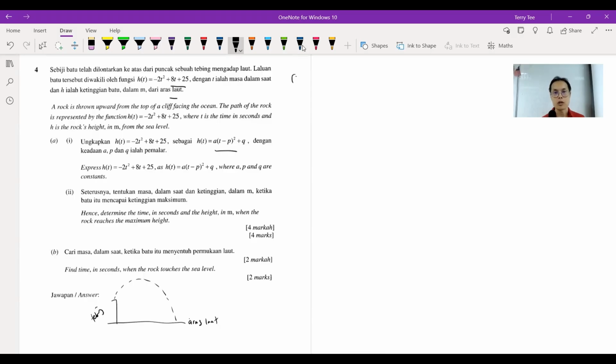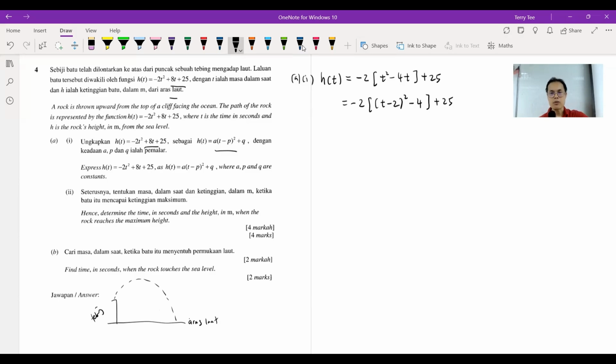Okay, that means we have to complete the square, sempurnakan kuasa 2. So number 1, I take out -2. Remember, you cannot complete the square unless the coefficient of t squared, pekali t squared must be 1. So if it's not 1, we just factorize. Okay, take out -2. This is t squared. 8 divided by -2 is -4. Close bracket plus 25. Next, we're going to take half of -4. Half of -4 is -2. You square it, you minus 4 plus 25. All right. Next, we multiply the -2 inside.